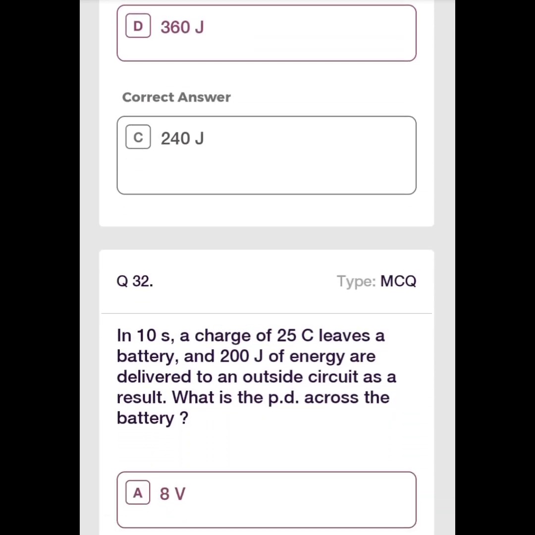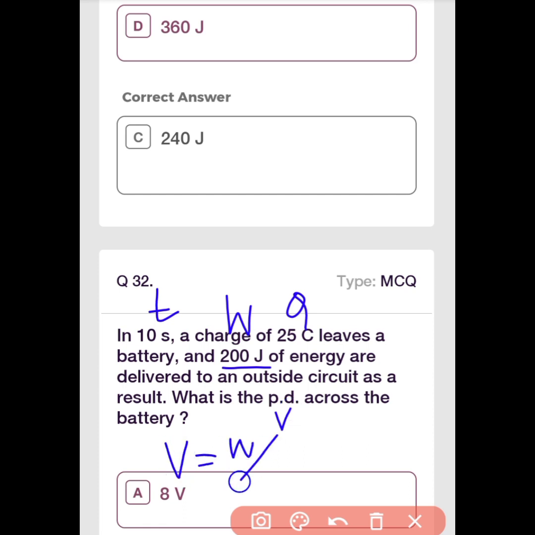In 10 seconds, a charge of 25 coulomb leaves a battery and 200 joule of energy is delivered to an outside circuit as a result. What is the potential difference across the battery? So here time is given, coulomb charge is given, then work done is given, and what we need to find is the potential difference, that is V. So what is the formula to find V? V is equal to W by Q.